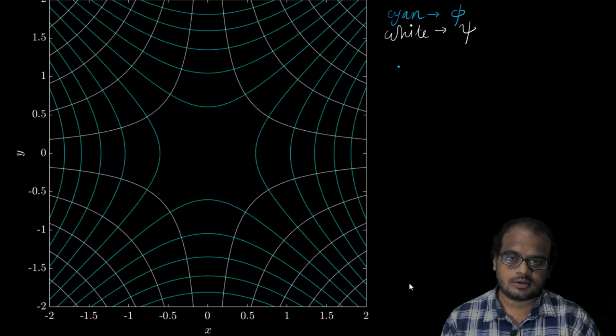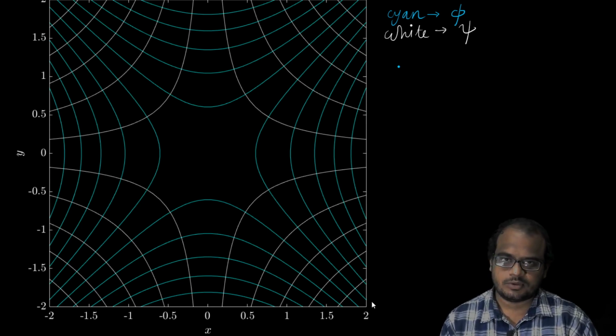The white color curves are the curves of iso psi, that is iso stream function. So the stream function is given by twice axy, which is a set of rectangular hyperbolae. So the asymptotes in that case are the x-axis and the y-axis. And as you can see, the iso lines of phi and psi are in fact orthogonal to each other, and this should not at all come as a surprise because that's how we had proven it in the previous section.